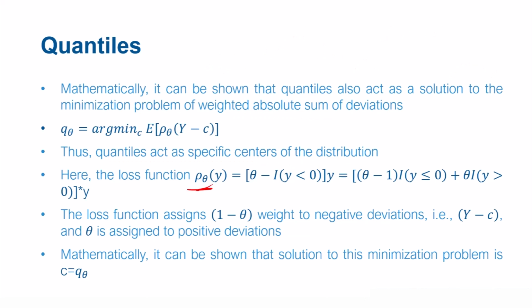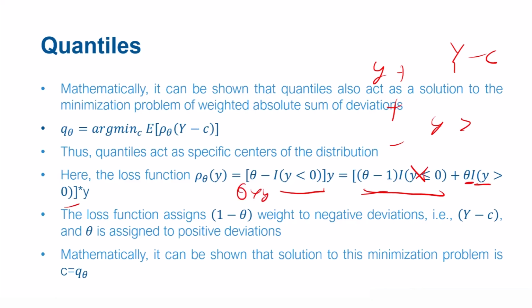So we define our typical loss function rho theta of y as this: theta minus the indicator function, times y, where the indicator function takes a value of 1 when y is less than or equal to 0 and 0 when it is positive. Effectively, what is happening, you can think of y as the deviations from the center. Some values would be positive and some values would be negative. Now I can expand this like this, where if y values are greater than 0, then this will be 0 and you'll have only theta. This value will be 1.